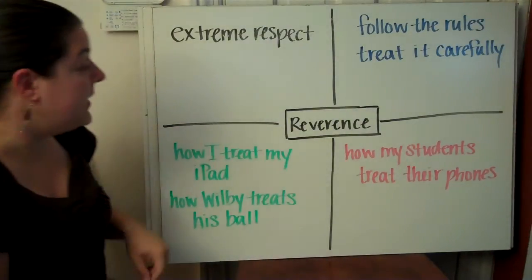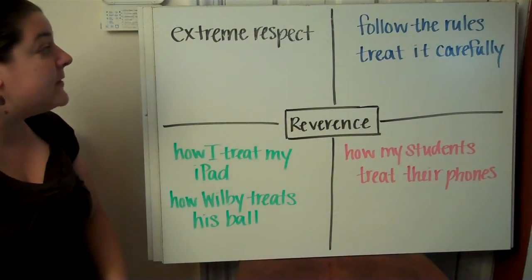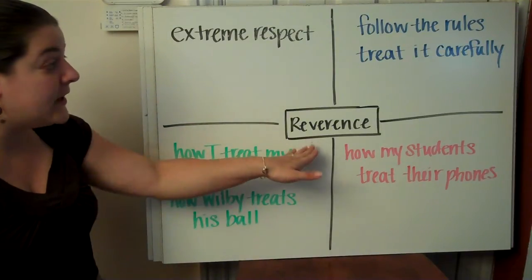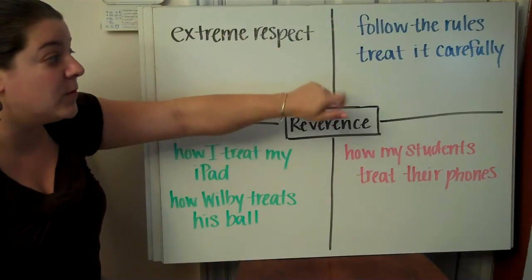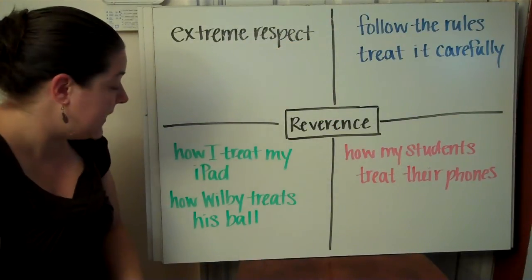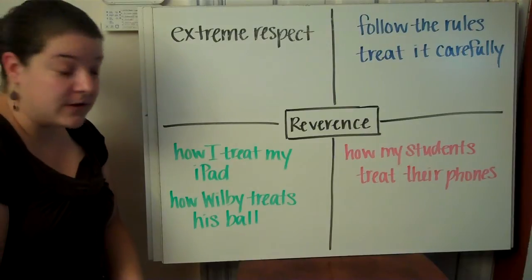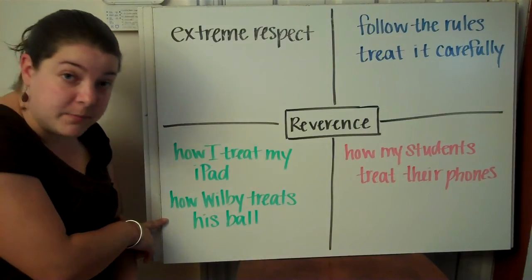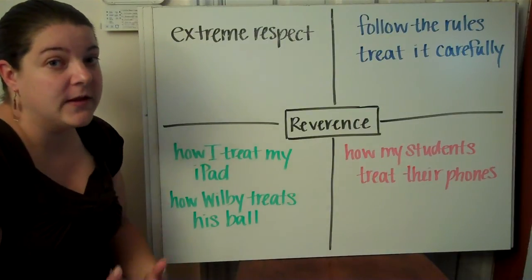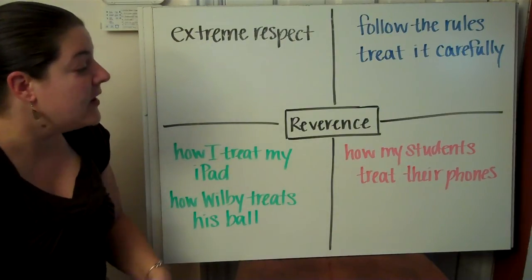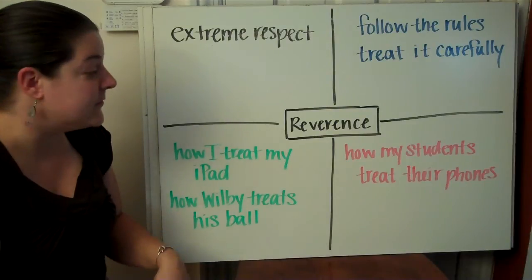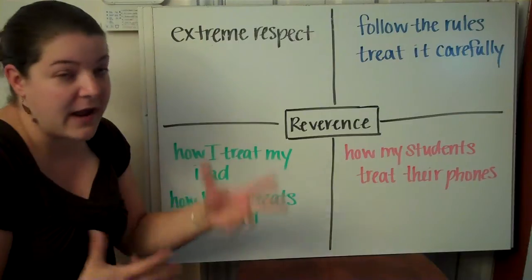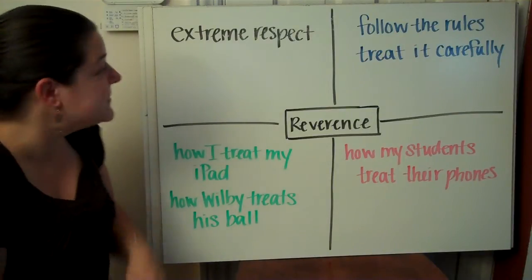Our next word of the week is reverence. Reverence means having extreme respect for something. So, if someone has reverence, they're going to follow the rules and treat that thing carefully. So, an example of reverence would be how I treat my iPad. How Wilby treats his ball. He's very gentle with it. It's very important to him. So, non-examples of reverence would be how you guys treat your phones. They're all cracked up and banged up from being dropped around too many times.